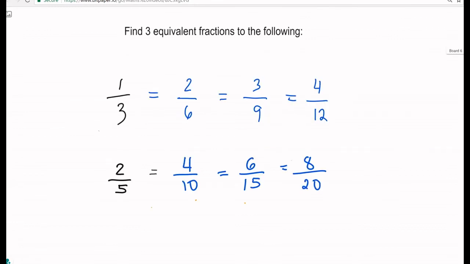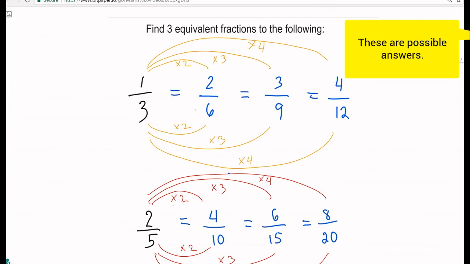And you've got these answers. And this is how I work it out. Now remember, it doesn't matter which fraction you're going to be multiplying, as long as you multiply both the numerator and denominator by the same number.